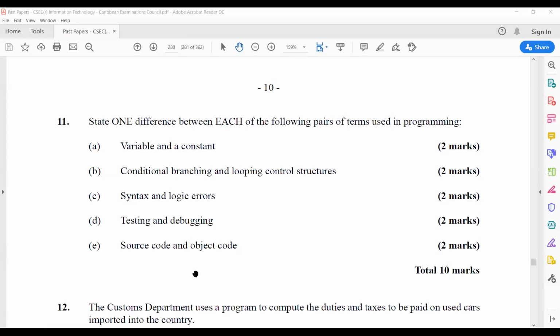So there's some information in the chat there. Source code is what the programmer types in the programming language. That is then converted to object code, which is what the computer would understand. So the difference is that the language the programmer uses is considered source code, and object code is what the computer would understand. All right, let me just get another question.